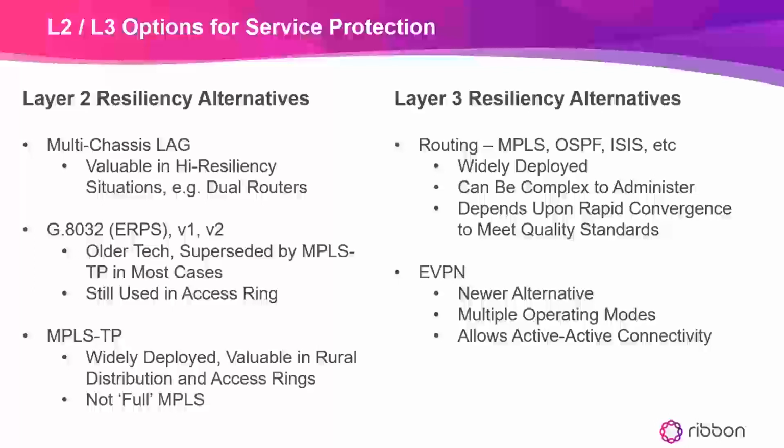G.8032 has been around for a long time, also known as ERPS, Ethernet ring protection. There's a V1 and then there's a more recent V2 version, but they're both pretty old. I won't call them obsolete because they are still used quite frequently in access rings. I know the larger access device manufacturers are still putting ERPS out there, and it's fairly simple technology, and it works. And so I suppose the theory is, why change it?